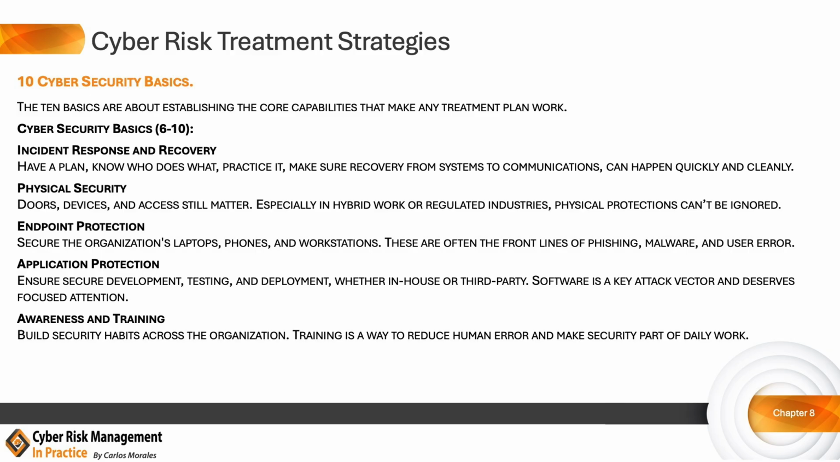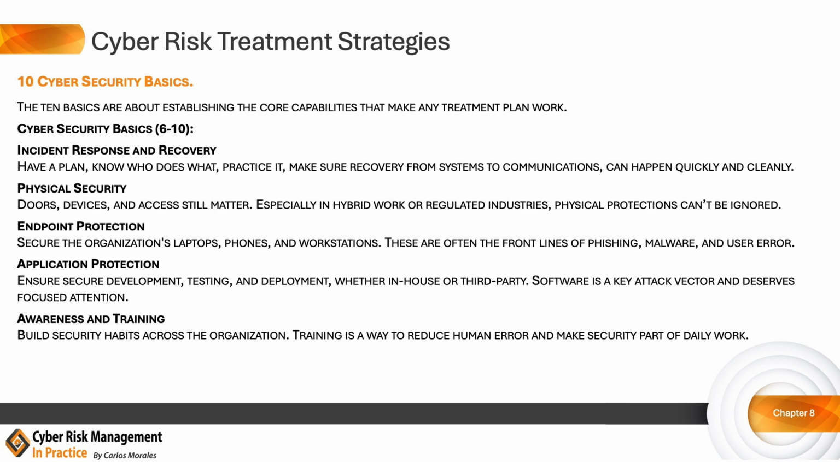8. Endpoint protection. Devices are everywhere, and attackers know it. This basic is about protecting laptops, desktops, mobile devices, and other endpoints that access your systems and data. That includes antivirus, encryption, remote wipe capabilities, secure configuration, and centralized management. It also includes visibility, knowing what's running on those devices, and being able to respond if something suspicious shows up. Endpoints are often the front door. This is where phishing, malware, and user error most often show up, which makes this basic one of the most critical to get right.